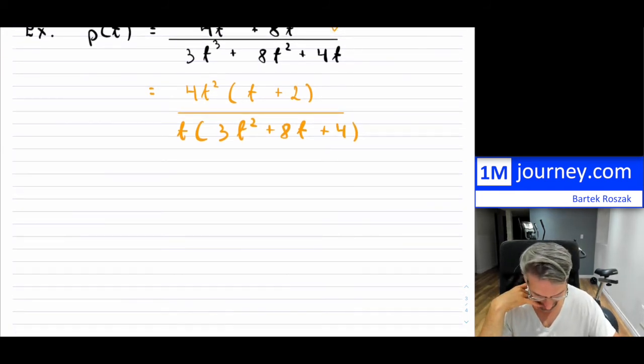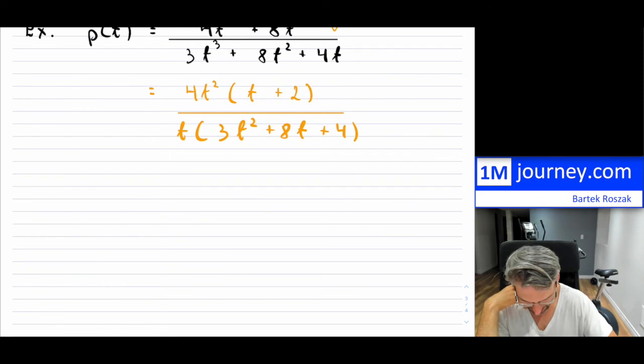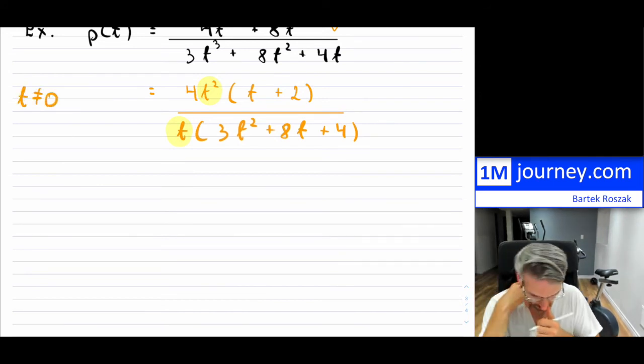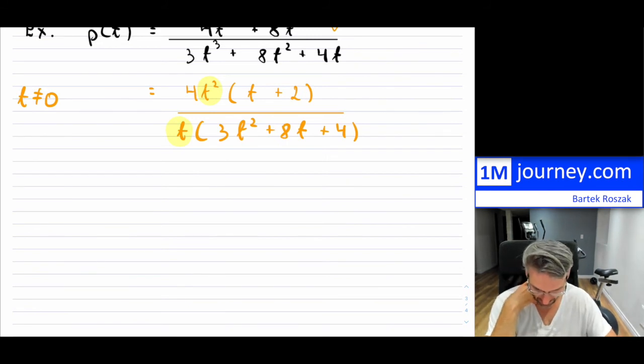I mean, it would be nice. I guess this t is going to cancel one of these out, but we must have a restriction. So t cannot be equal to 0, because we don't want the denominator equal to 0. So that's 1.